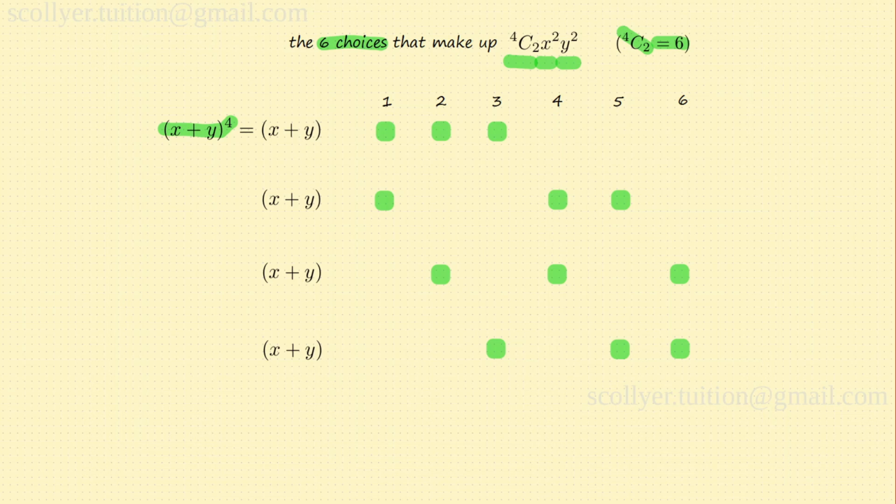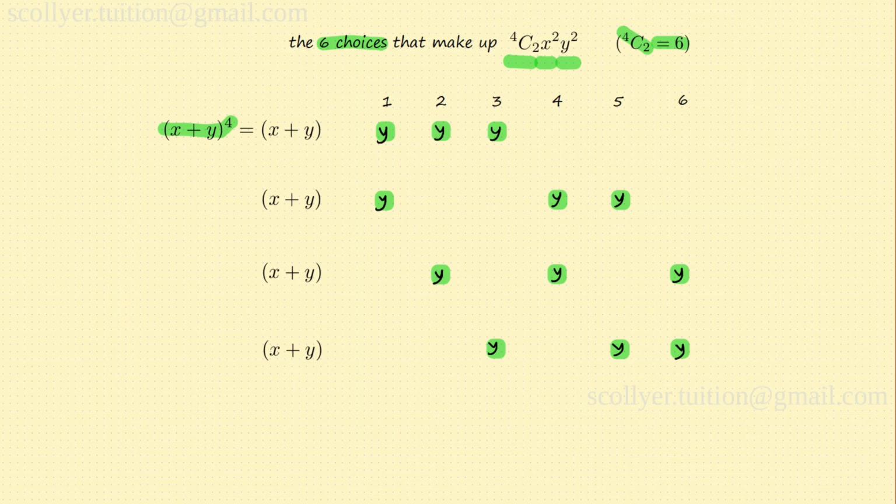To contribute to the 4c2 x squared y squared term, we have to choose terms that contain exactly 2 y's, and we can do that as follows: y at the first bracket, y at the second; y at the first, y at the third; y at the first, y at the fourth; y at the second, y at the third; y at the second, y at the fourth; y at the third, y at the fourth. And there are no other possible choices that contain exactly 2 y's.